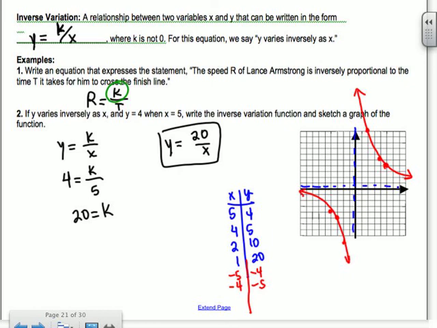Okay, that's what an inverse variation function looks like. And intuitively, this should make sense. As x gets smaller, so as I'm going down from my x values, what's happening to the y values? They're shooting way up, right? So as x gets smaller, y gets larger. Okay.